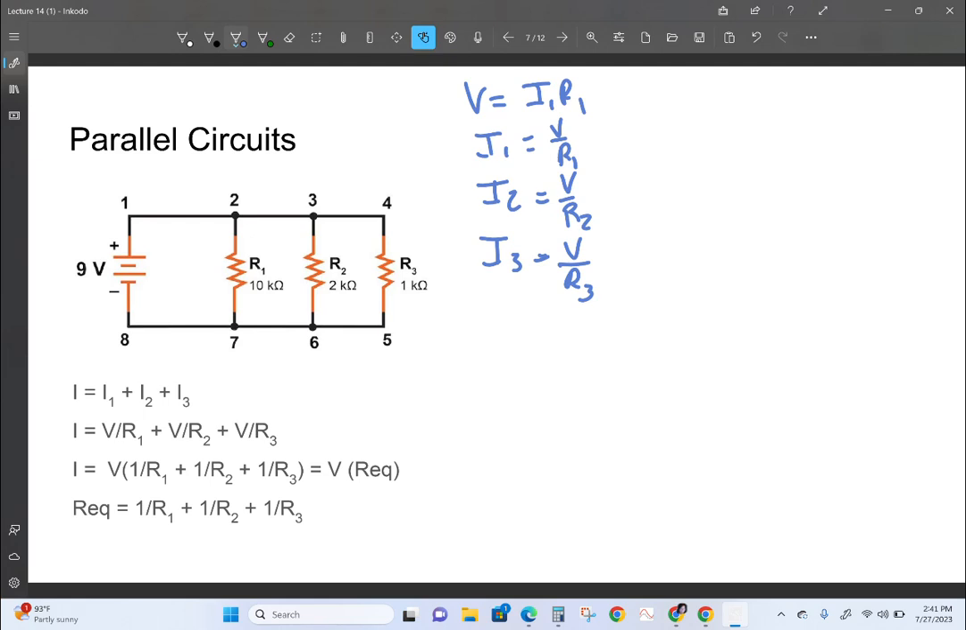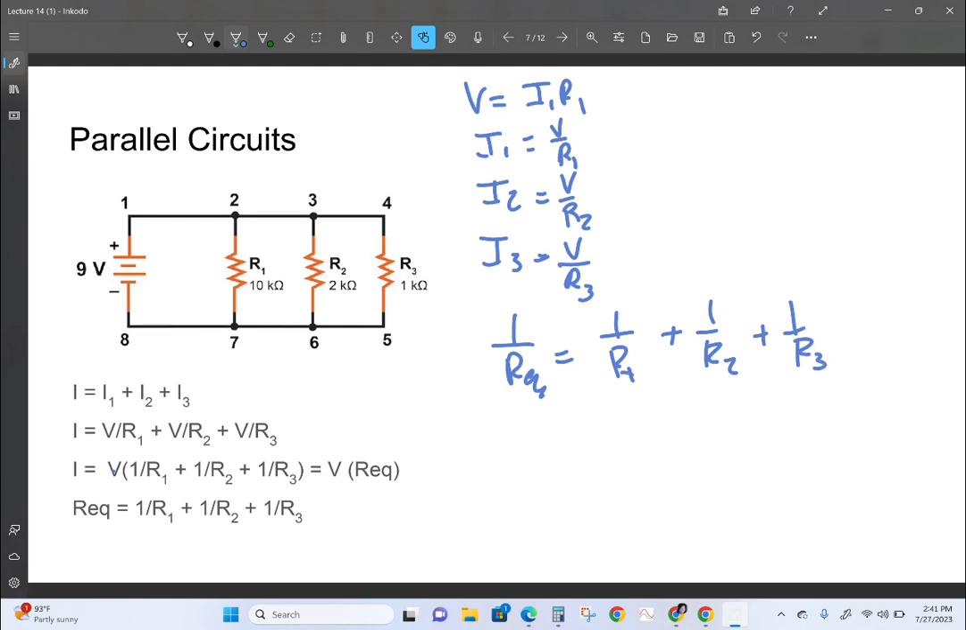So the way we do that is, actually this is going to be 1 over that, right? Because this is V divided by that. So it's really V, oh yeah, it is there. I just didn't see it. 1 over all that. So this is going to be REQ. It's going to be equal to 1 over R1 plus 1 over R2 plus 1 over R3.